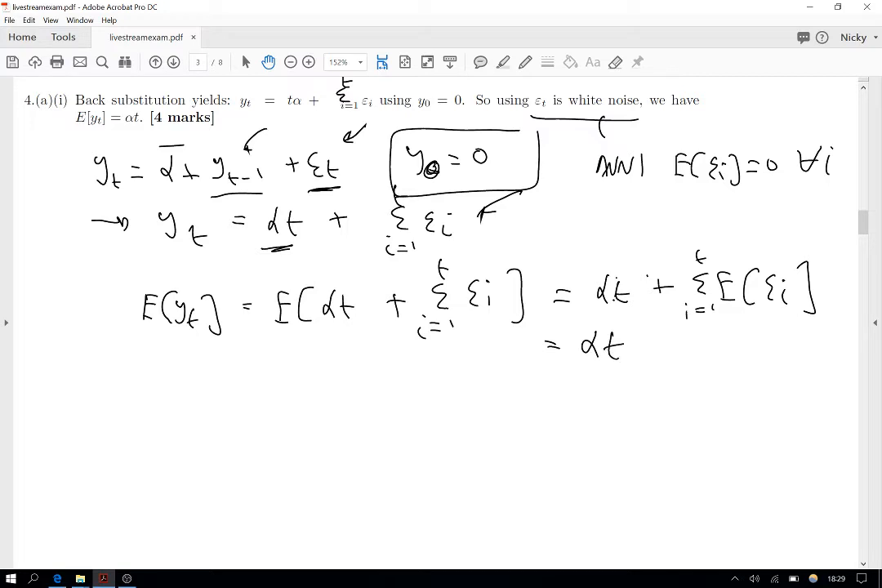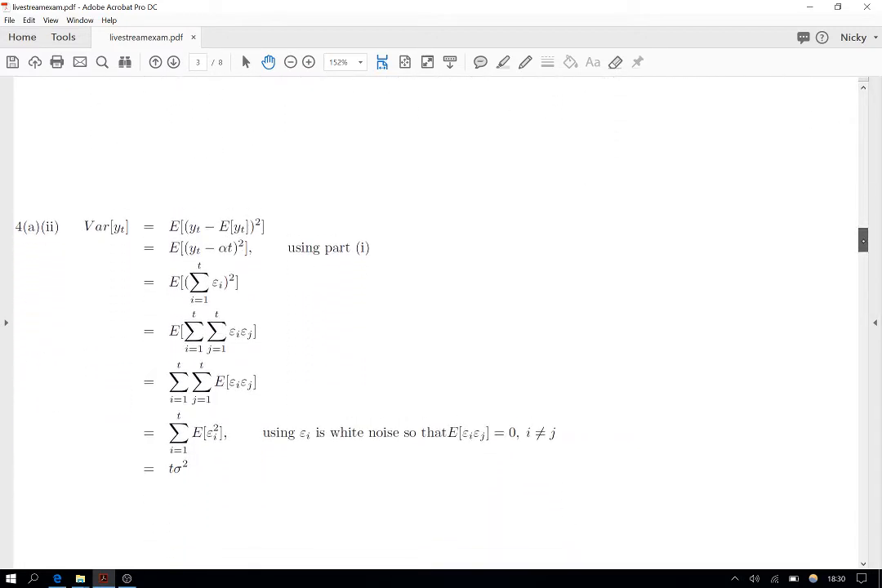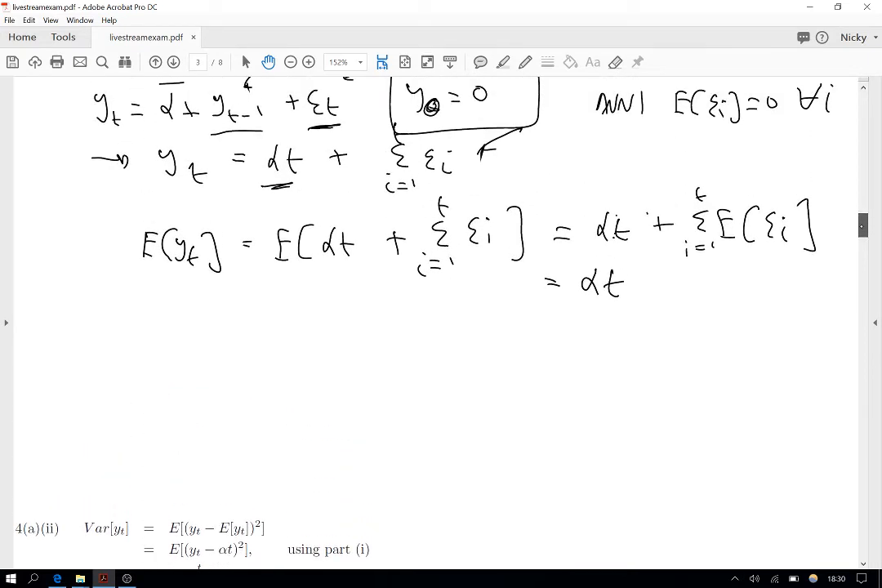This is relatively textbook type material. The key part is to back substitute, and we're seeing a common theme here. When we're working out properties of these AR type models, we're always back substituting again and again and again and putting it into its MA type form, as we've done here. That was relatively straightforward, I think, that question.